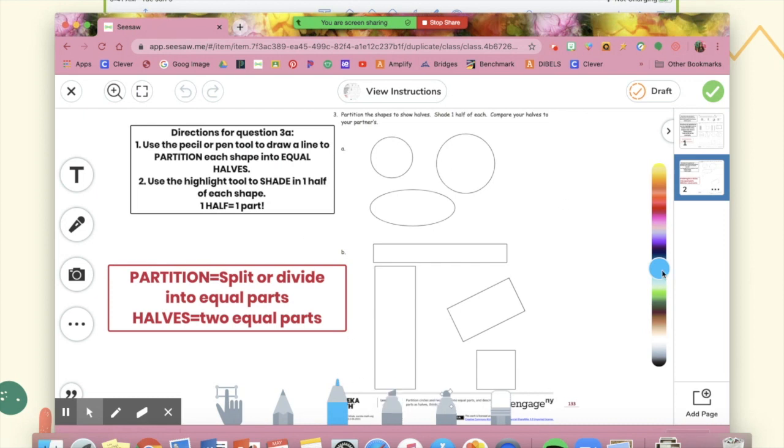So let me do this one for you. So the circle, just using your best judgment, try to make it equal, and then use that highlight tool and shade in one half. All right? All right, my friends, then click check when you are done.